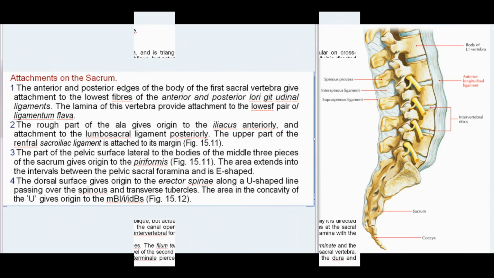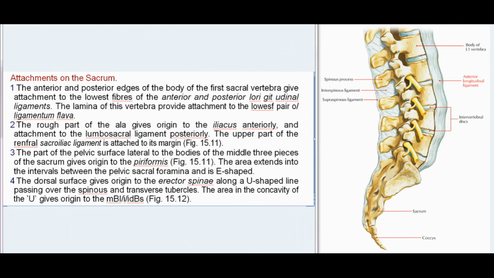Attachments on the sacrum. 1. The anterior and posterior edges of the body of the first sacral vertebra give attachment to the lowest fibers of the anterior and posterior longitudinal ligaments. The laminae of this vertebra provide attachment to the lowest pair of ligamenta flava. 2. The rough part of the ala gives origin to the iliacus anteriorly, and attachment to the lumbosacral ligament posteriorly. The upper part of the anterior sacroiliac ligament is attached to its margin, Fig 15.11. 3. The part of the pelvic surface lateral to the bodies of the middle three pieces of the sacrum gives origin to the piriformis, Fig 15.11.